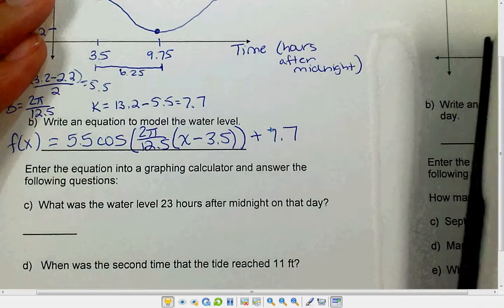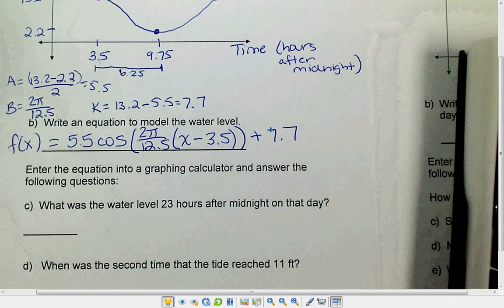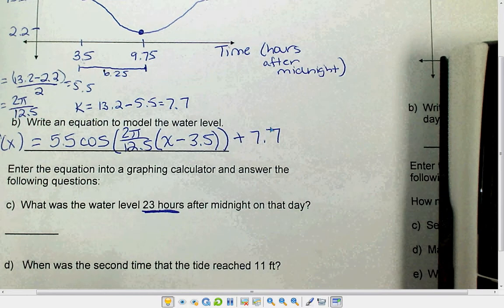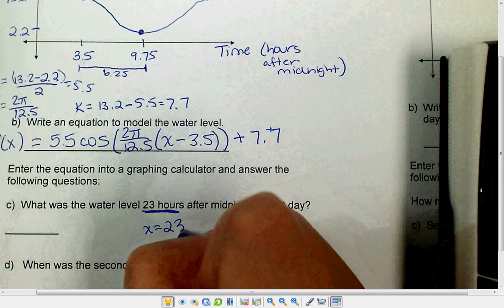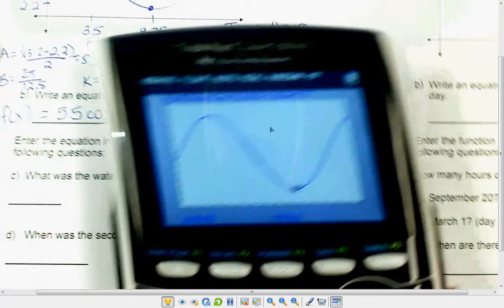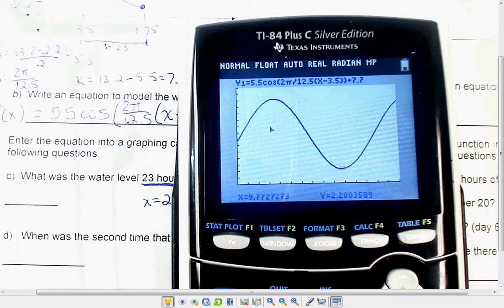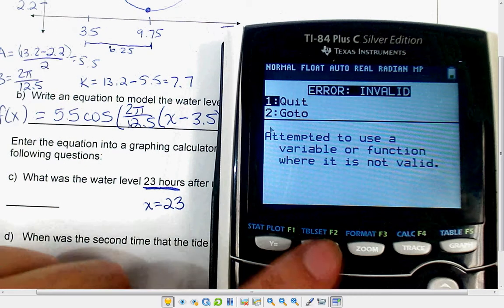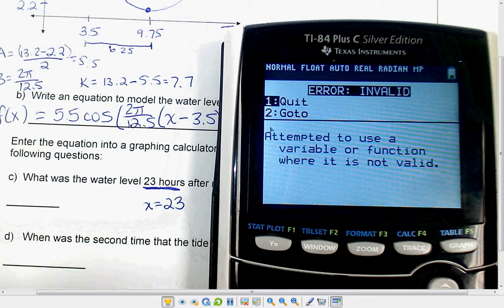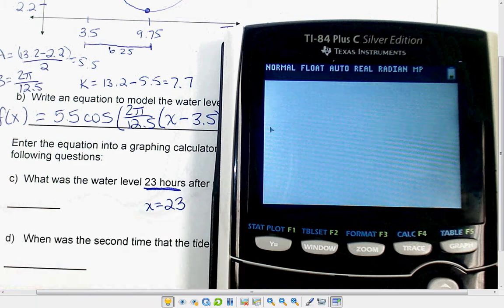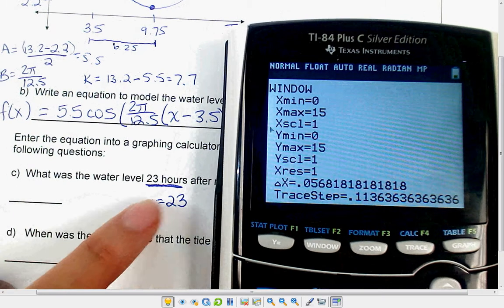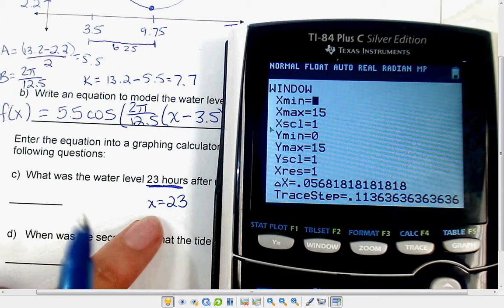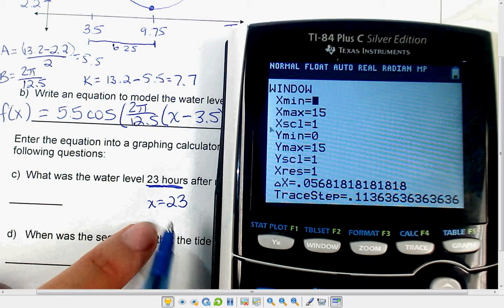Okay, so let's look at part C. What was the water level 23 hours after midnight on that day? So we know hours is our x value, so we're looking for when x is equal to 23. So right now, if I were to just do trace x equals 23, it's going to give me an error. The reason why it's giving me an error is because this is not in my window right now. So I need to go back to my window. Notice if I want x to be 23, right now my x max is 15. So this is not a part of my window because 23 is bigger than 15.